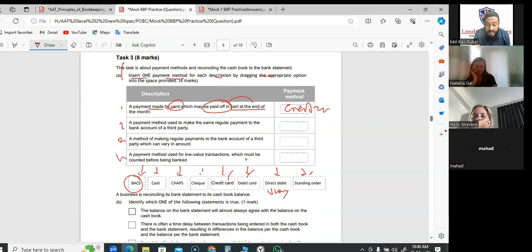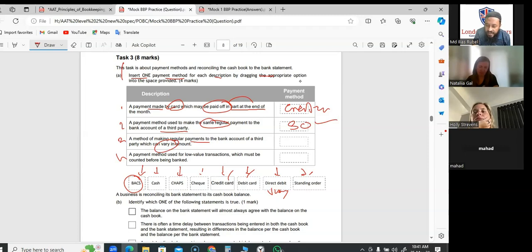Number 2, I'm expecting these answers from you. A payment method used to make the same regular payment to the bank account of a third party. I gave you "same", meaning it doesn't vary. What do you think is the answer? It's the same amount, like I instructed my bank to pay a third party. Standing order. Natalia, you agree?